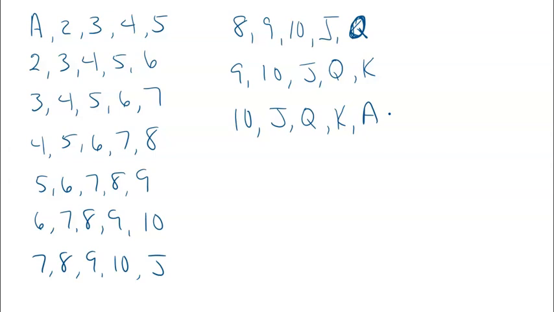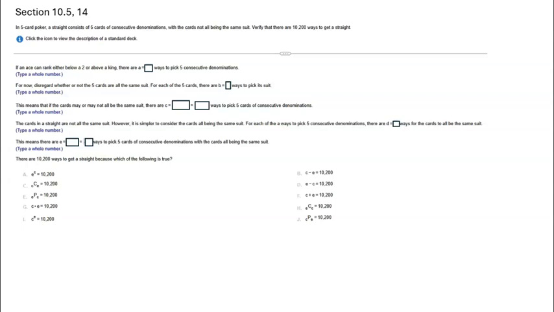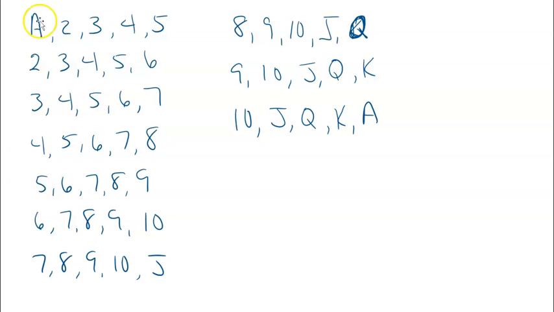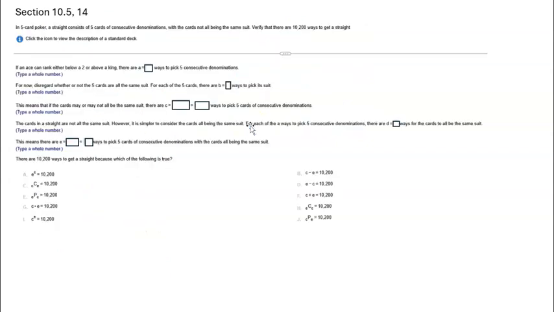Now let's look at the first question they ask us. It says, if an ace can rank either below a 2, so we called it a 1, or above a king, there are how many ways to pick 5 consecutive denominations. And that's what we just wrote down. So we're going to count how many ways we can do this. 1, 2, 3, 4, 5, 6, 7, 8, 9, 10. So there are 10 different ways. I can't really fit my 10 in that little square. So there are 10 different ways to do a straight, which is 5 consecutive cards.